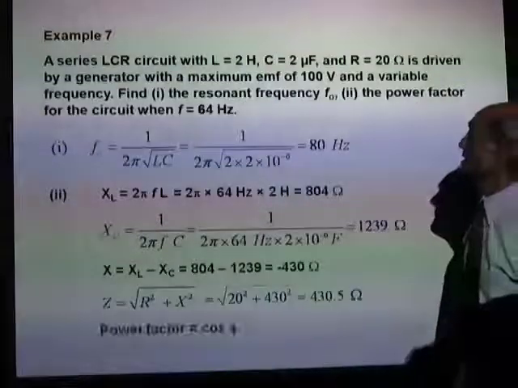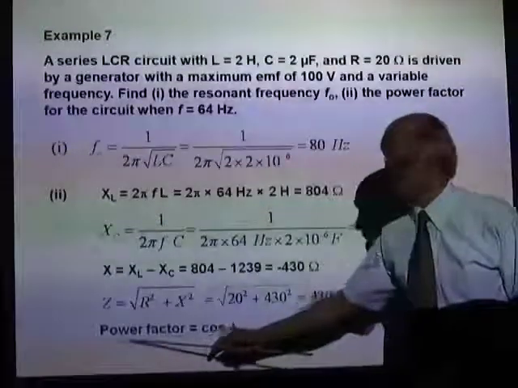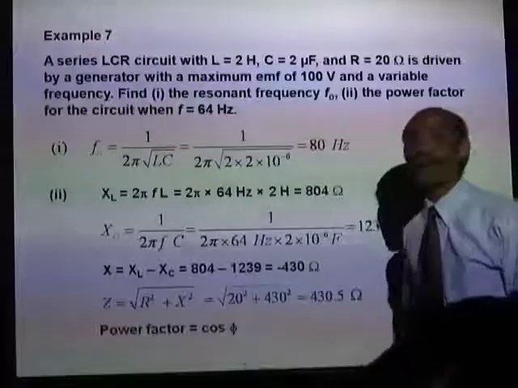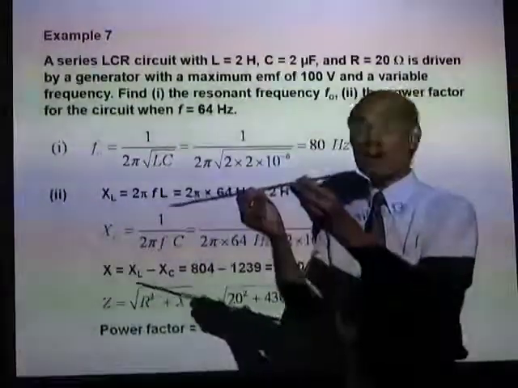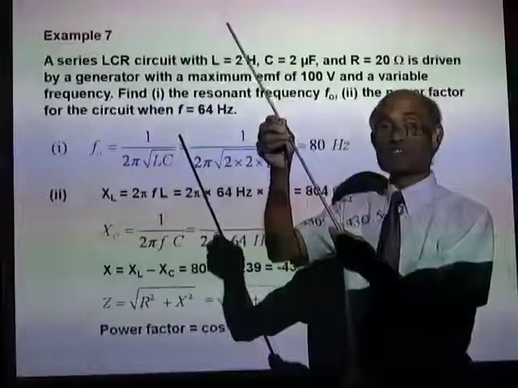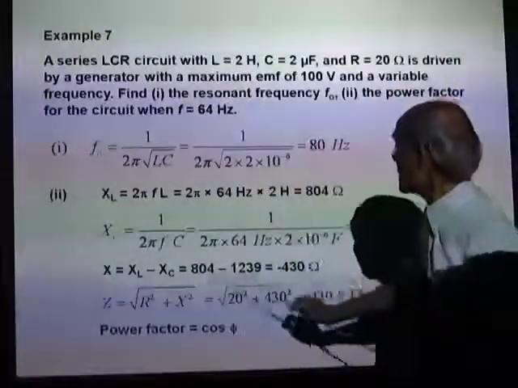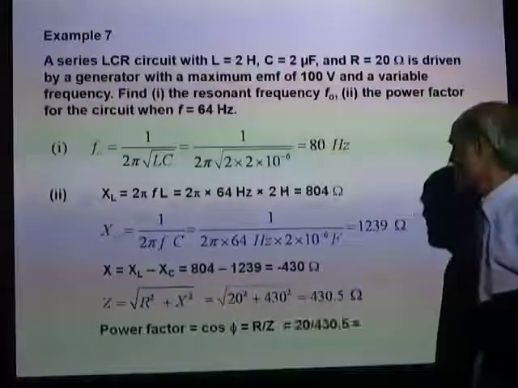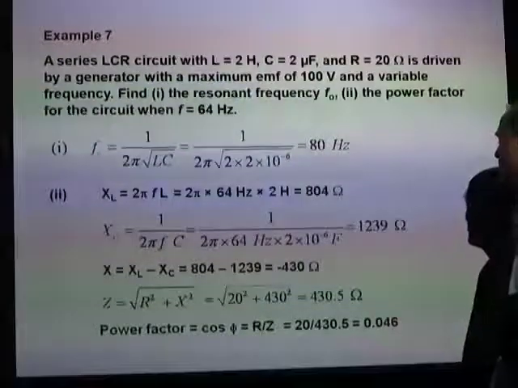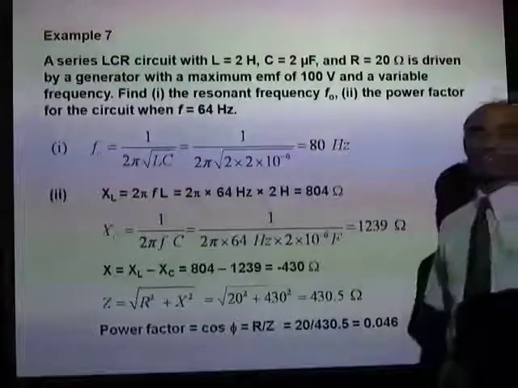We need to find the power factor. The power factor is cos phi. If you remember that diagram we had, cos phi is R divided by Z. So we got R and we got Z. Therefore, cos phi equals R over Z. That will be 0.046.